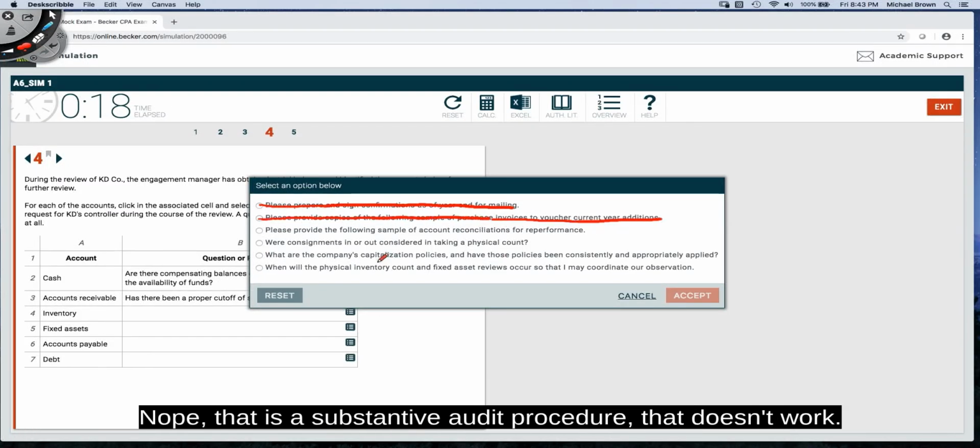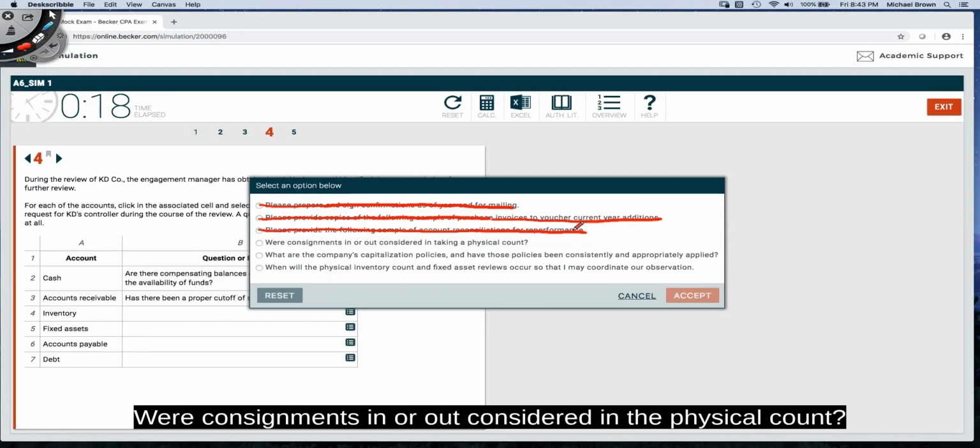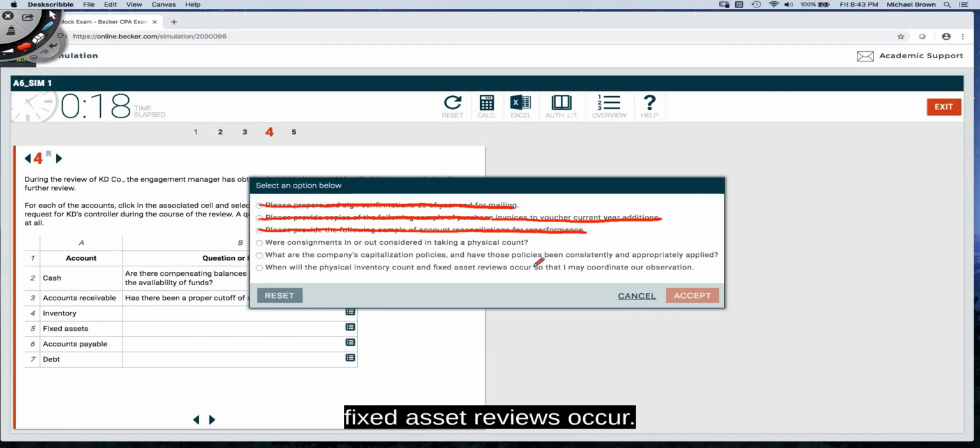That doesn't work. Provide a sample for reperformance. Still no. Were consignments in or out considered in the physical count? That's a question. All right, that one I can leave. What are the company's capitalization policies? Have those been consistently and appropriately applied? That's a question. What are the policies? Did you follow them? And lastly, when will the physical inventory count and fixed asset reviews occur?